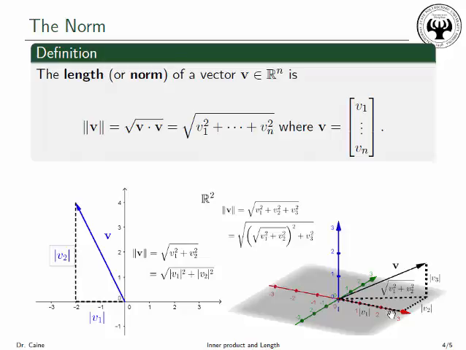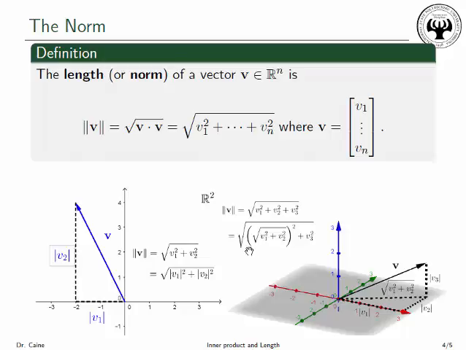The x direction part is the absolute value of the first coordinate, and so the hypotenuse of that triangle is square root of v1 squared plus v2 squared by the Pythagorean theorem. So then, tilting our head up and looking in the third dimension now, we would again use the Pythagorean theorem applied to this triangle, and we'd have to do the square of this quantity plus the square of this quantity, and then take the square root in order to get the length.